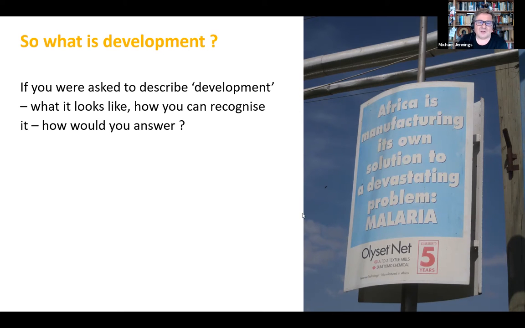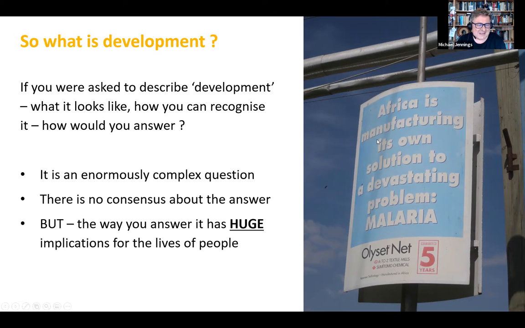And I think the main point that I would want to say here is that this shows it's actually an enormously complex question in many ways. It sounds simple when you ask it, but actually it's complex, and there's also no consensus in the answers. And this is something that's really important to understand, because depending on what you think development is and what you think the end game of development is, there are huge implications for what you might prioritize.